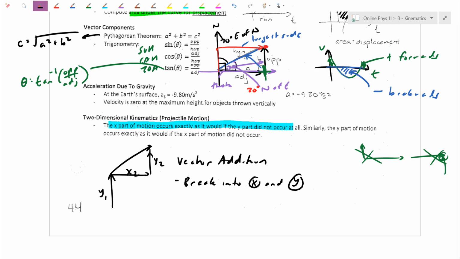So now if I tried to add these vectors, if I tried to do y1 and I tried to do this other diagonal, diagonals are always really hard to add because they're off at some random angle. But what I'm going to do is I'm going to break up the x and y so that I can later on add up the x's.